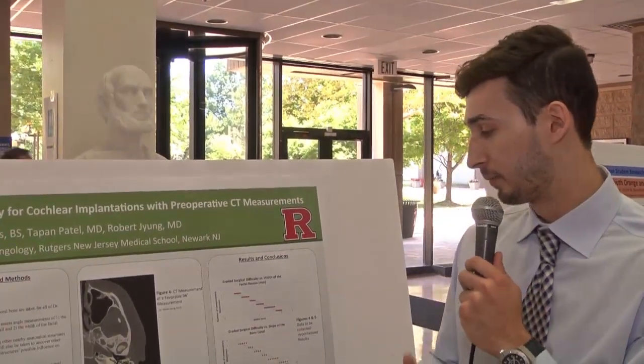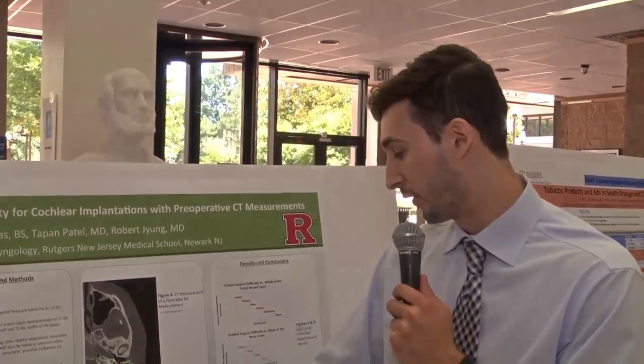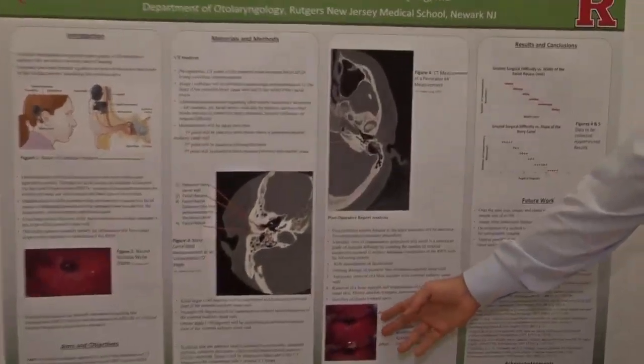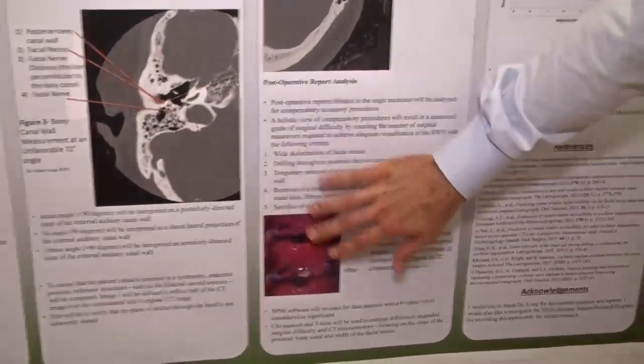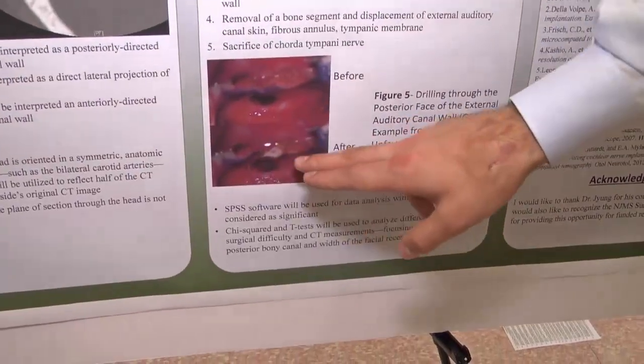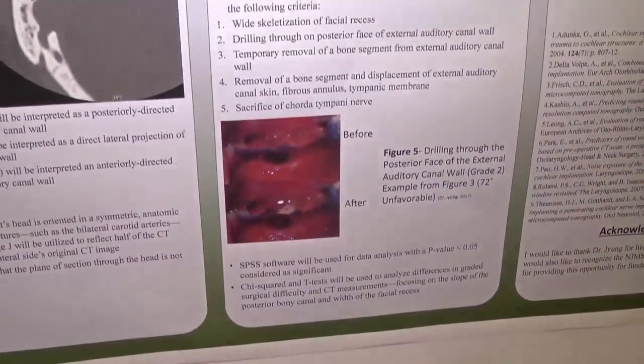Another compensatory maneuver he would complete is drilling through the posterior face of the external auditory canal wall, which is shown in this picture. Do you see how this trough obscures the view of the round window niche? He would drill a little trough, perhaps with a burr, to increase the visibility of the round window niche.